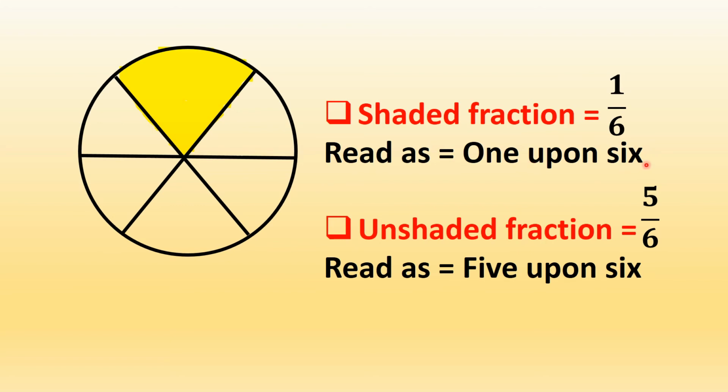Now students, tell me the unshaded fraction. Yes, we will count. 1, 2, 3, 4, 5. Yes, 5 right upside means 5 is the numerator. And the total fraction, meaning the whole, is 1, 2, 3, 4, 5, 6. So 6 right downside, 6 means denominator. So the unshaded fraction is equal to 5 upon 6. This number we will read as 5 upon 6.